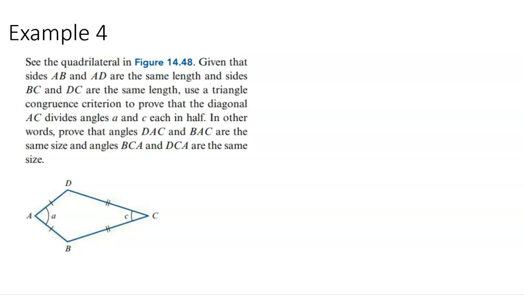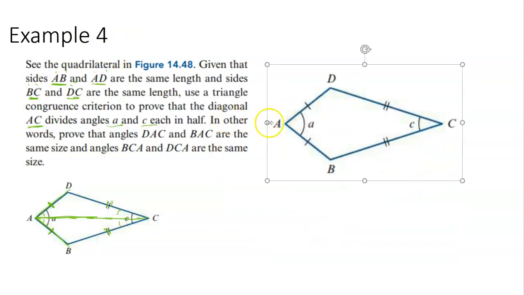And then let's do an example here. See the quadrilateral. Given that sides AB and AD are the same length, see how they have one notch? And notice how they name them AB, AD, the A's correspond, and the B and D correspond. And sides BC and DC, those have two notches, are the same length, and see how those correspond in letters and naming. Use a triangle congruence criterion to prove that the diagonal AC, so that's not here, divides angles A and C in half. In other words, prove that angles DAC and BAC are the same size, so this half and this half are the same size, and that this half and this half are the same size. All right, let me drop a bigger one in here so we can play with that.